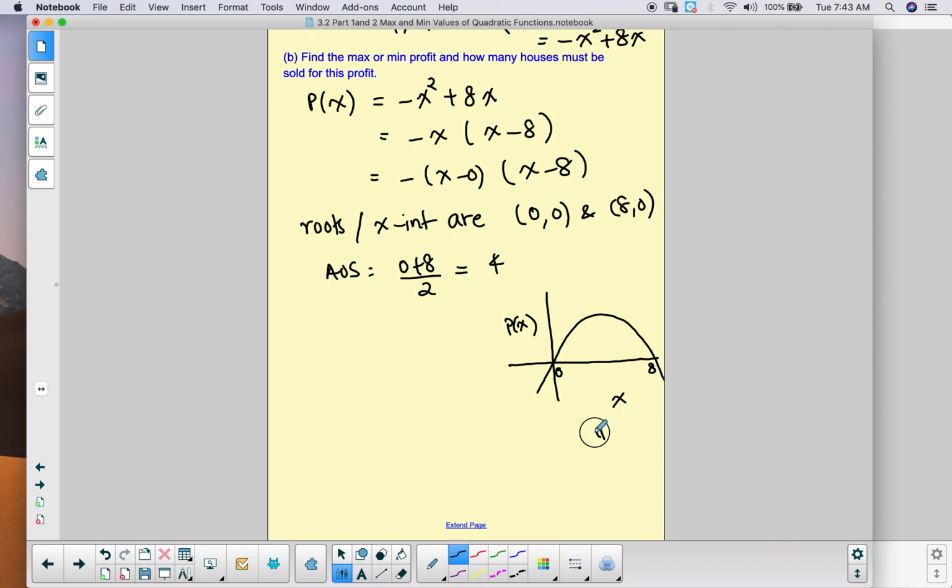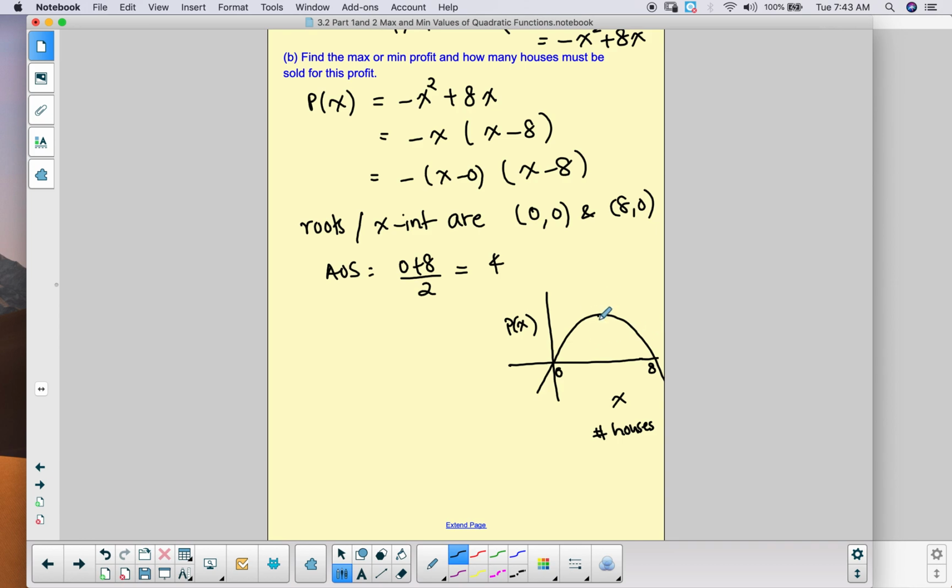And X is the number of houses. Okay, and that's in thousands of houses, okay? So we're just writing 0 houses and 8 houses, not 8 houses, actually 8,000 houses. But we're just giving those numbers as they're given to us in the question, and we'll convert that to thousands and we get the answer.